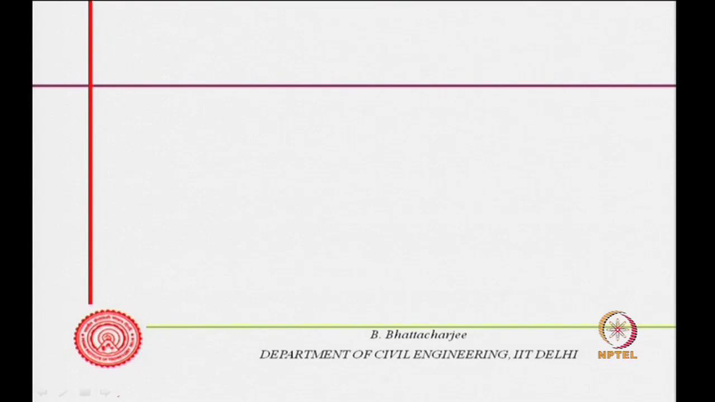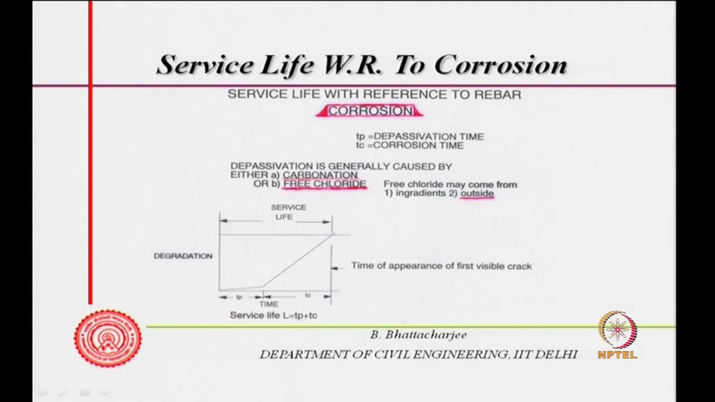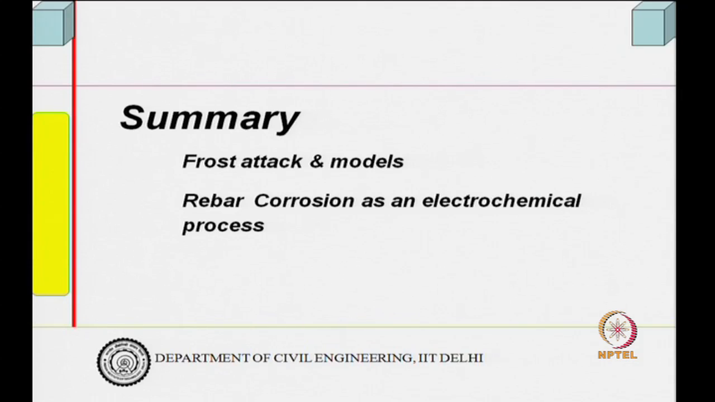So, service life with respect to corrosion, we define, you see concrete initially is passive, but it can lose its passivity. It can lose its passivity due to pH reduction or chloride coming in from outside. So, this we call the depassivation time and this is the corrosion time. There are two things which cause this: carbonation and chloride. So, therefore, first we will look into carbonation and chloride and then their ingress or their effect, and then we will look into corrosion. So, with this we summarize our discussion.